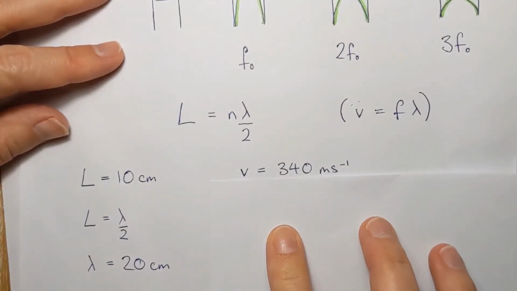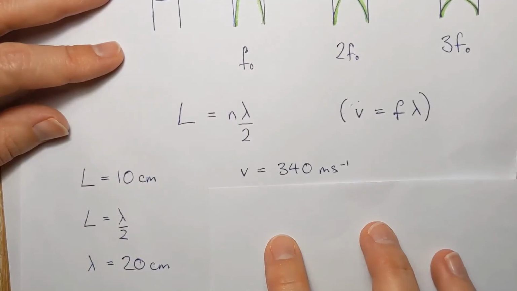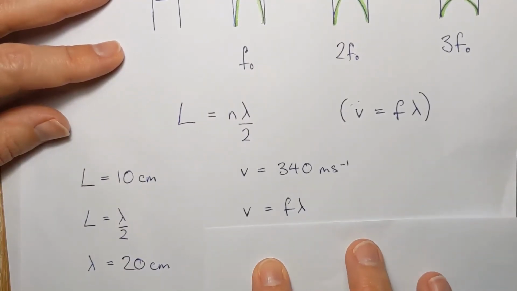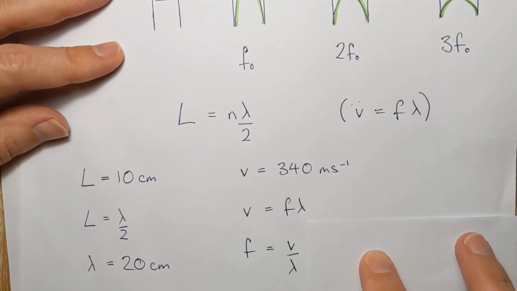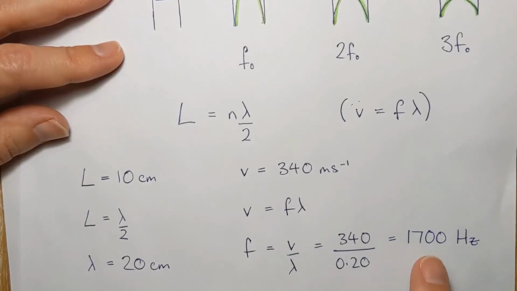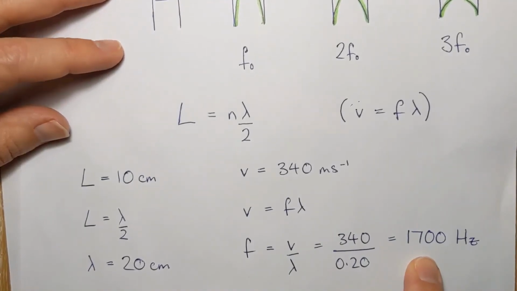Now the speed of sound in air is about 340 metres per second. There's my wave speed equation, and rearranging, my frequency is going to be this. And putting my numbers in, I get about 1700 hertz. And that is about the A, nearly 3 octaves above middle C. So that's the note that a 10 centimetre panpipe will play.